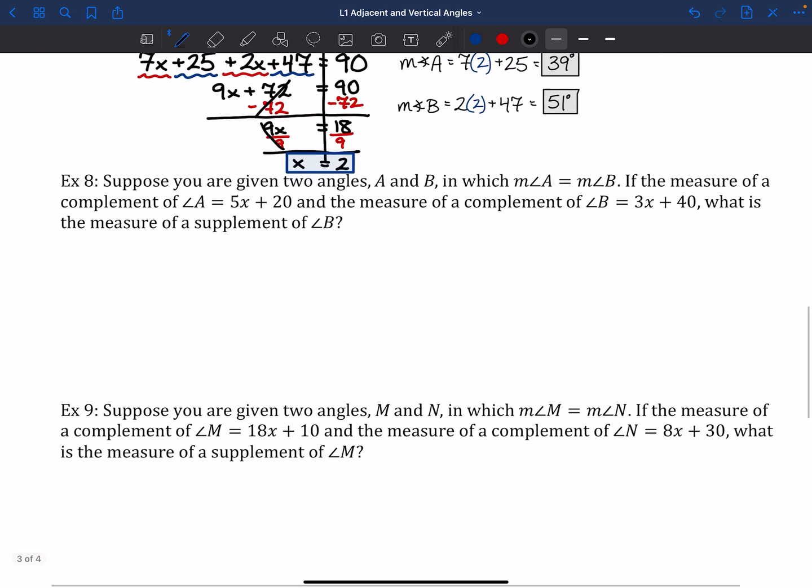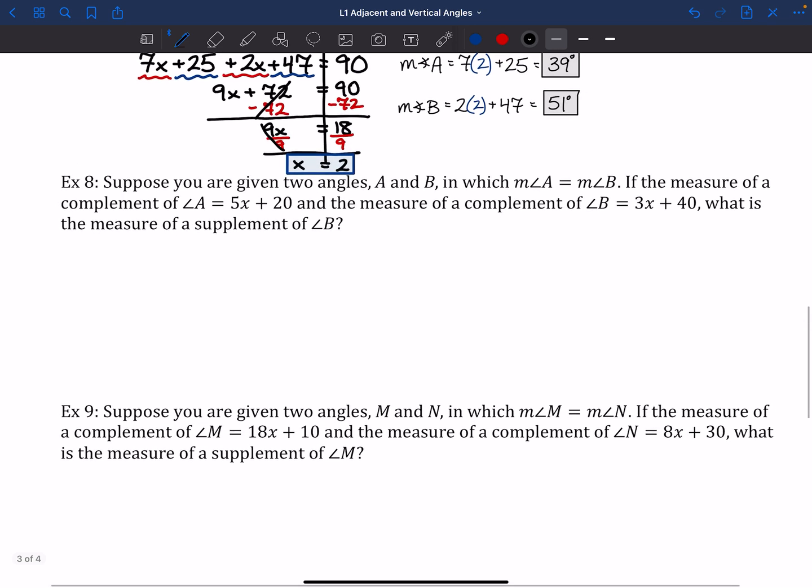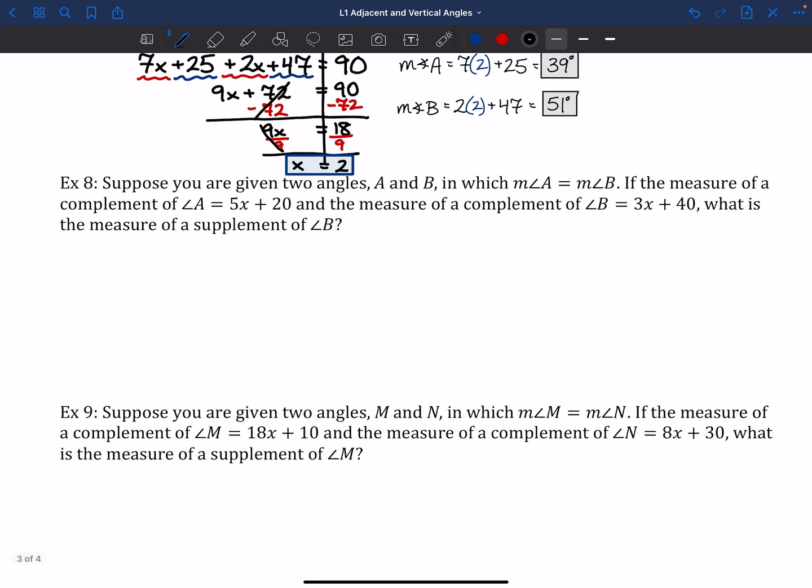Suppose you're given two angles, A and B, in which the measure of angle A is equal to the measure of angle B. If the measure of a complement of A is equal to 5x plus 20, and a complement of B is 3x plus 40, what's the measure of a supplement of B? Oy vey. So there's a lot going on in this problem.